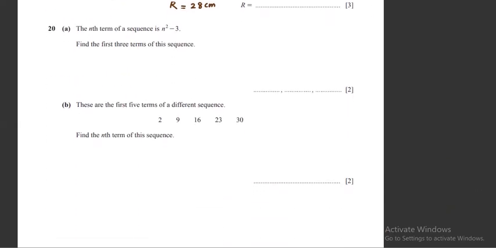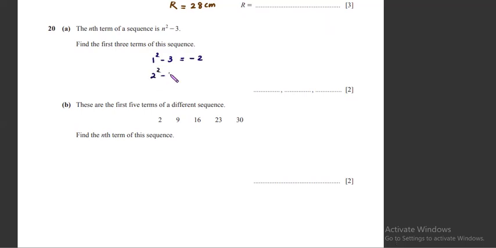Let's move on to the next question, which is question 20. The nth term of a sequence is n squared minus 3. Find the first 3 terms of this sequence. To find the first 3 terms of the sequence, the value of n should be substituted with 1, 2, and 3. So that will be 1 squared minus 3. This will give us the first term, which is negative 2.